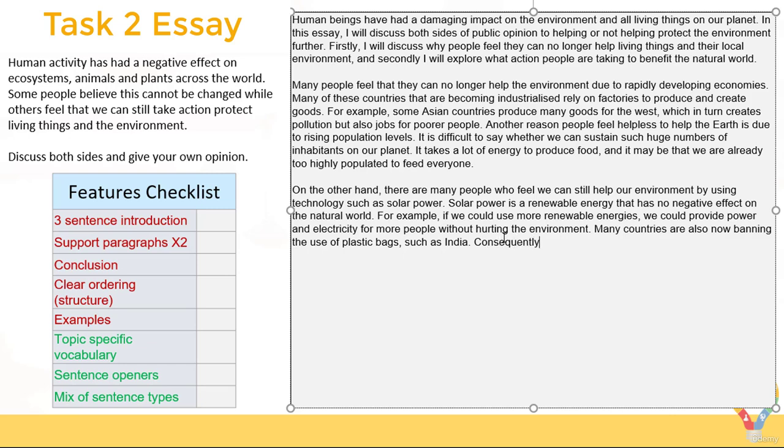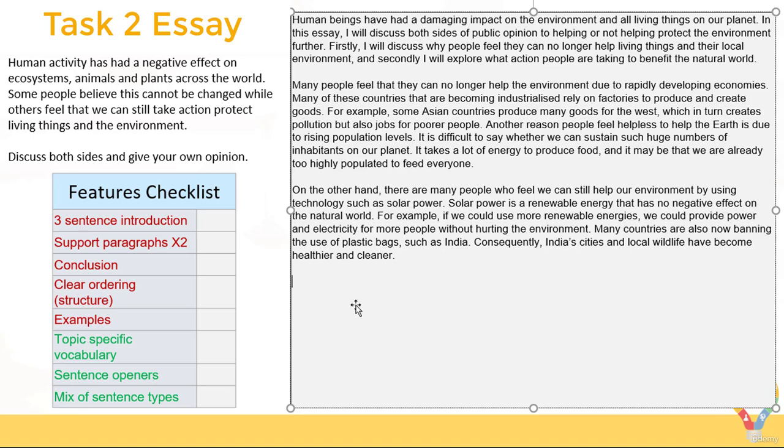Consequently, a great way to add further information. Consequently, India's cities and local wildlife have become healthier and cleaner. So I've just used a topic and example sentence here to add more detail to my second body paragraph. Let's move on to our conclusion, which is going to have two sentences.